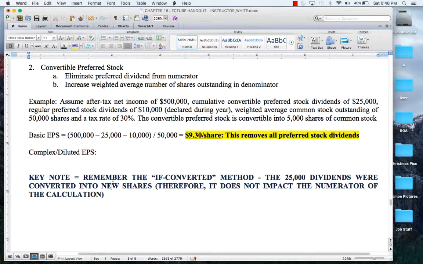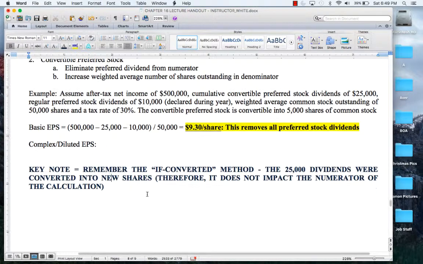For the diluted EPS calculation, key note here is remember that the if converted method is applied. So the $25,000 in dividends were converted into new shares because the cumulative preferred stock was convertible. So you assume that that conversion happens where that preferred stock has now transferred to common stock. Therefore, you do not have those dividends to be reflected in the numerator. And we will walk through this.